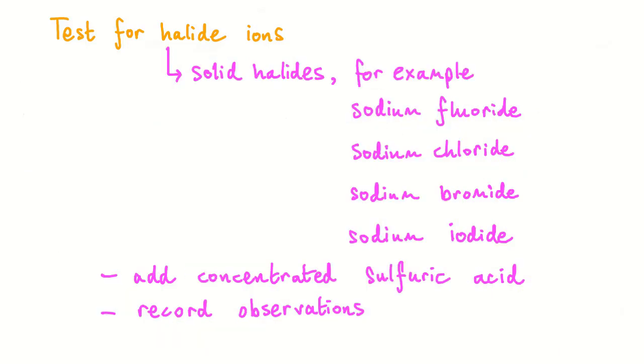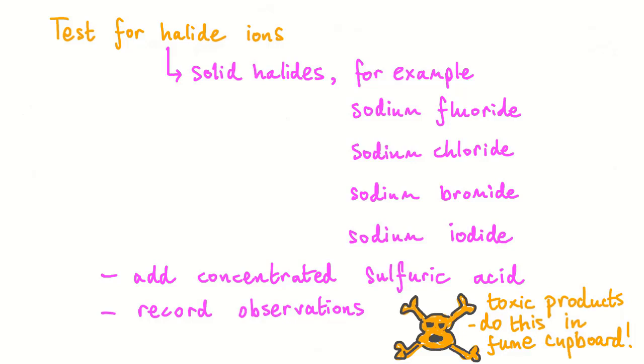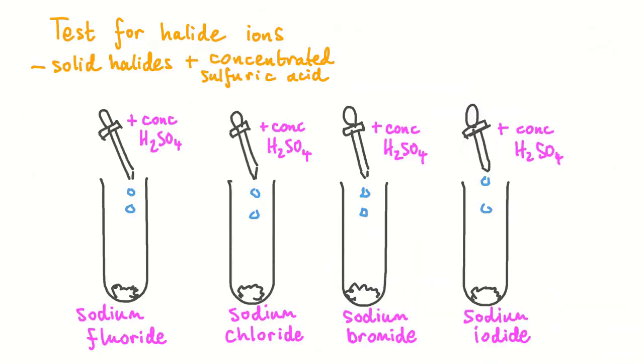If solid halide salts are available, concentrated sulfuric acid may be added to a small quantity of the solid salt to produce interesting observations. As the likely products of these reactions are harmful or toxic, these tests should be done in a fume cupboard. If we took 4 test tubes containing solid samples of sodium fluoride, sodium chloride, sodium bromide and sodium iodide and added a few drops of concentrated sulfuric acid to each tube in turn, we would expect the following observations.